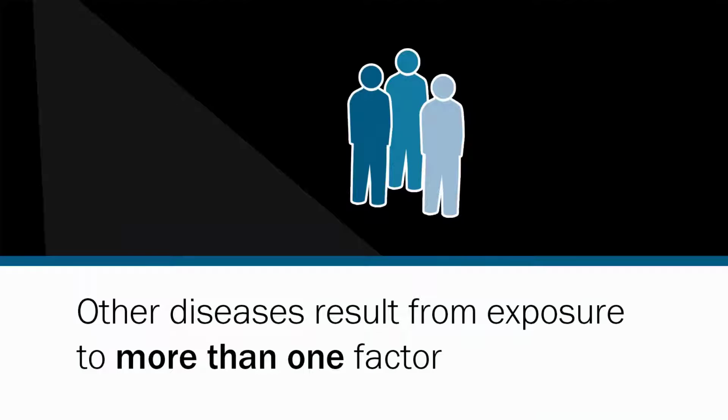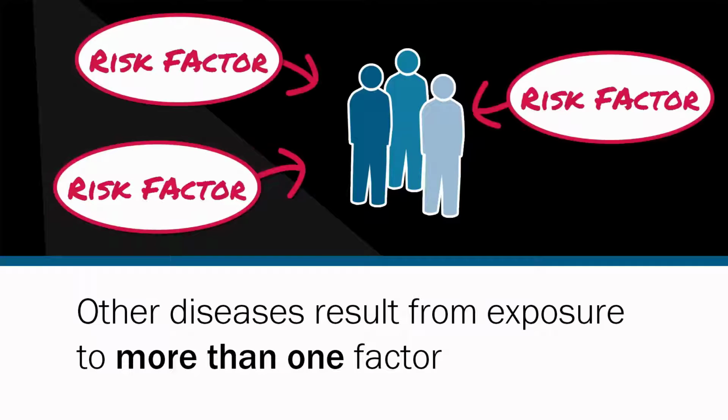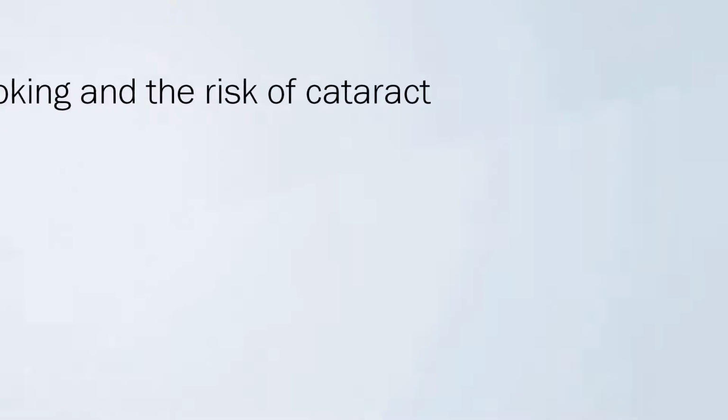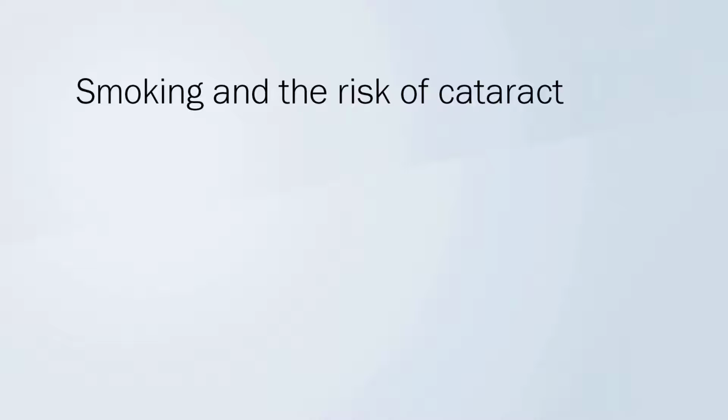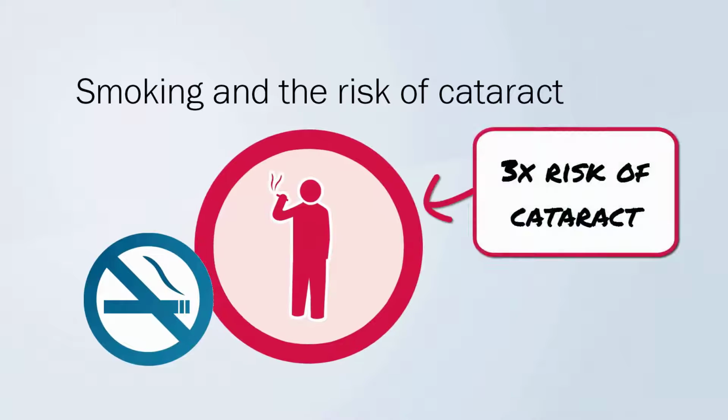Other diseases result from exposure to more than one factor. We call these risk factors. Let's look at smoking and the risk of cataract. Heavy smokers have up to 3 times the risk of cataract compared to non-smokers. But this does not mean that someone who has never smoked never gets a cataract. In this case, cataract can occur without exposure to smoking.